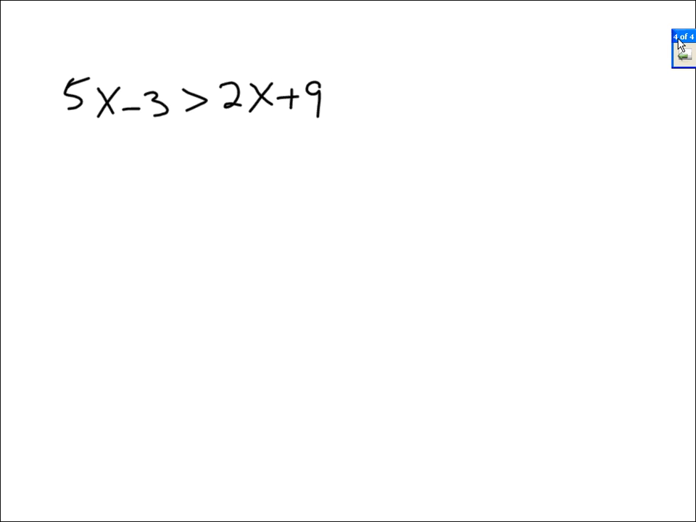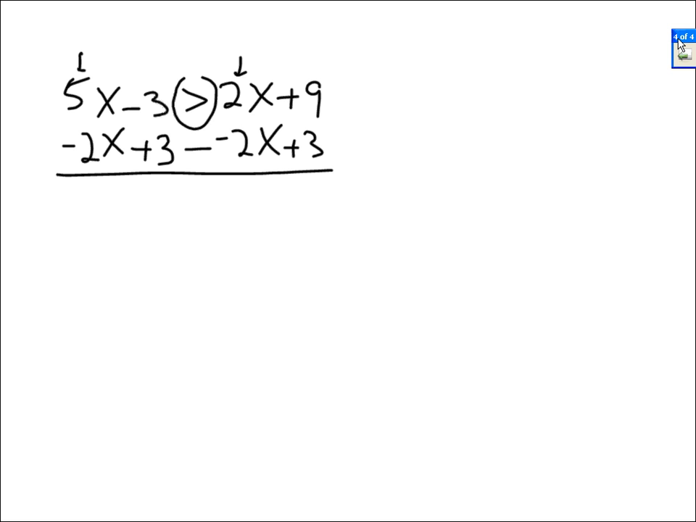Okay, so we're going to solve this just like we would normally if it had an equal sign there. We're going to bring all the x's to the left side because the left side has more. The left side has 5 and the right side has 2. And I'm going to bring the numbers to the right. That is a negative 3. I'm going to get to the right-hand side. I'm doing the same to both sides.